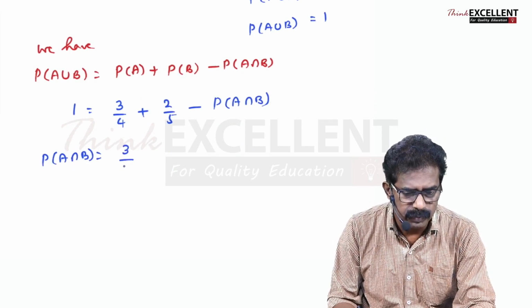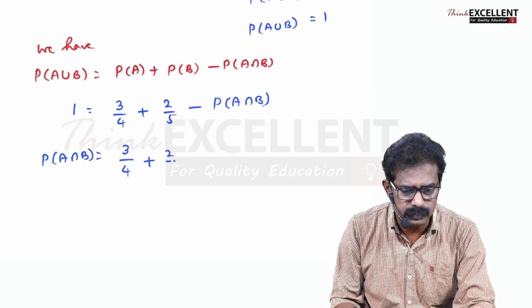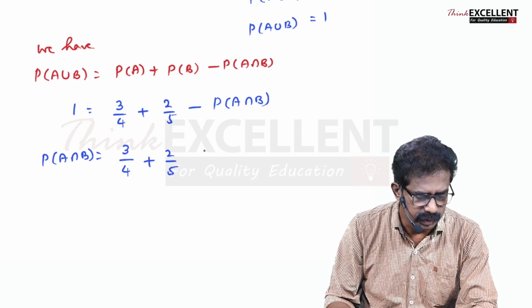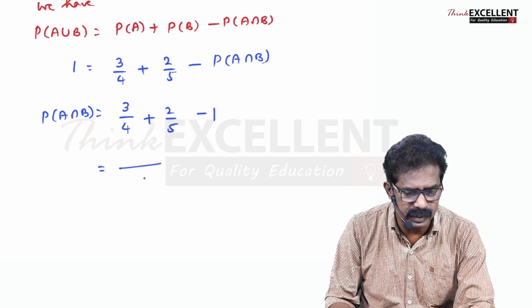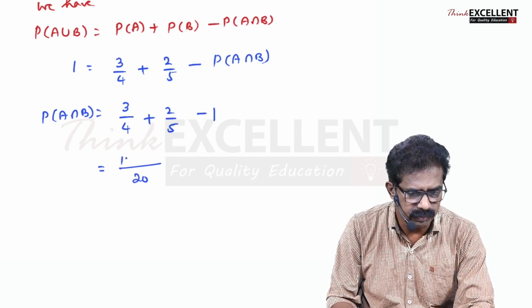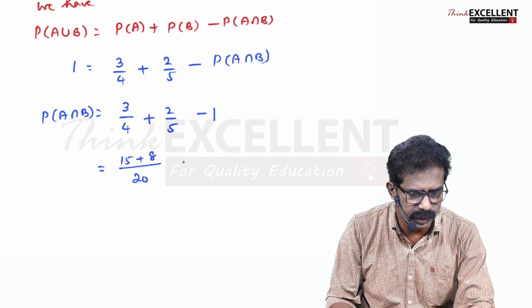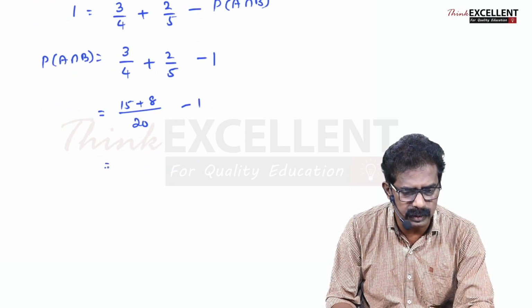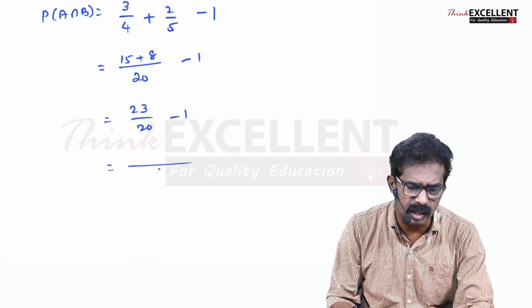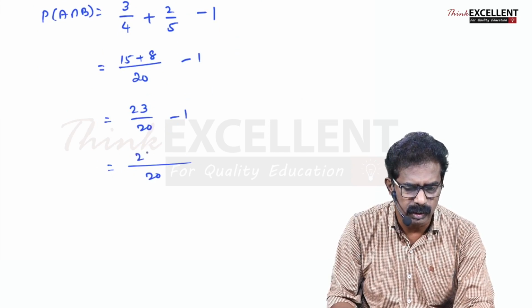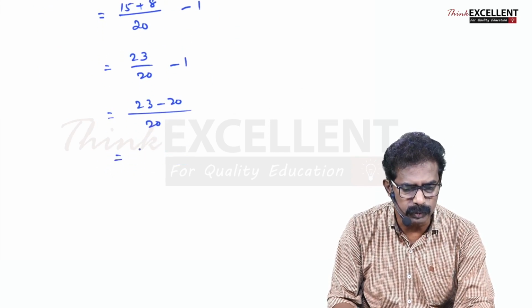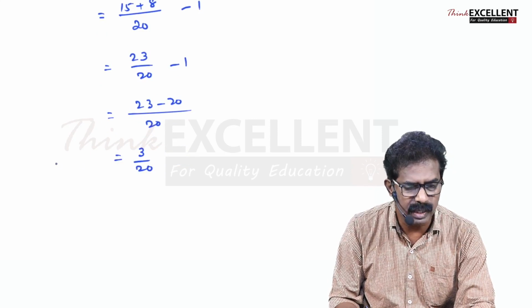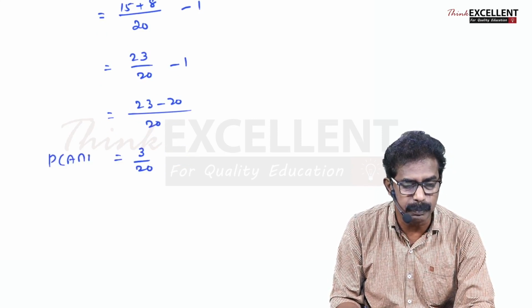Already we have 3 by 4 plus 2 by 5, then this minus 1. So first and second I am taking 20 as LCM. So 5 3s are 15 plus 4 2s are 8 minus 1. So 23 by 20 minus 1. Take 20 LCM, or first result together you can take, right? 23 minus 20, so you are getting 3 by 20. So this is the value of P of A intersection B.